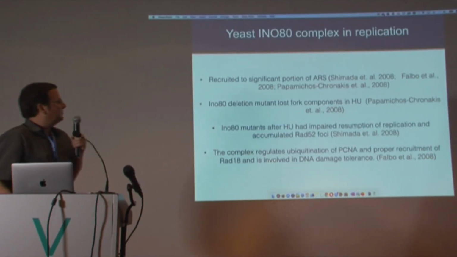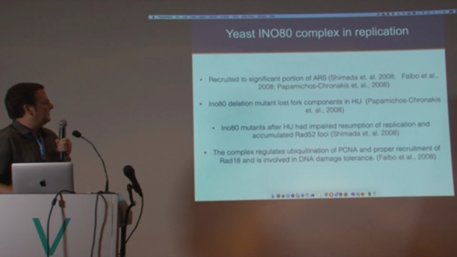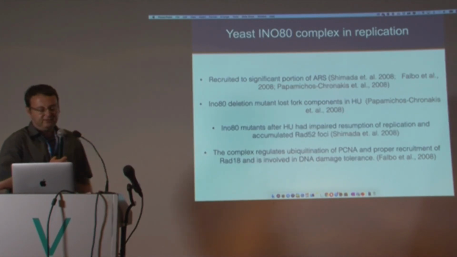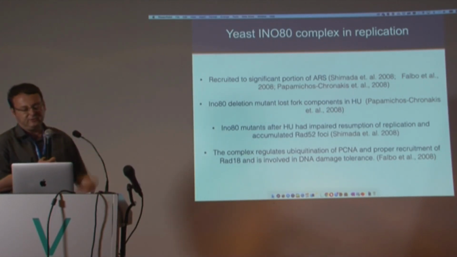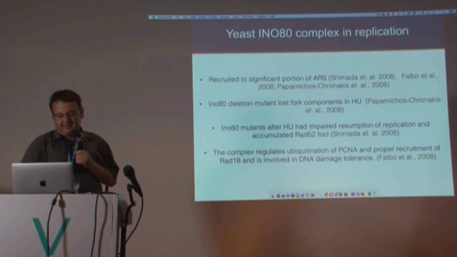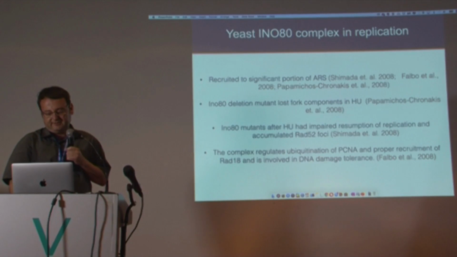And we were interested mostly in the role of INO80 in replication, and when we started our work, data was coming mostly from yeast, and it was implicating INO80 in the maintenance of stalled replication forks, in initiation of replication, as well as in some DNA damage tolerance pathways.